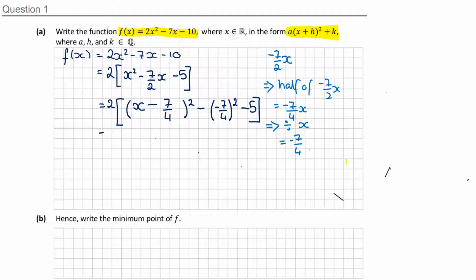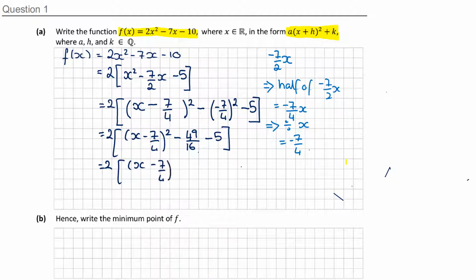So now we need to clean up, so 2 times x minus 7 over 4 squared. This will give us minus 49 over 16 minus 5. We're going to clean up our number here, so that's x minus 7 over 4 all to be squared, and when we clean this up we should get 129 over 16.